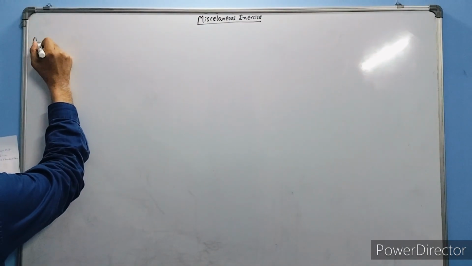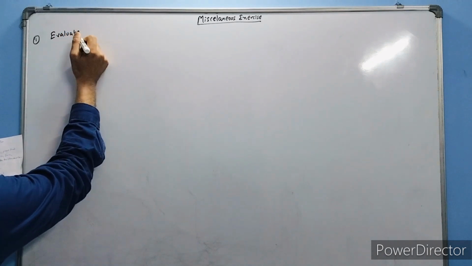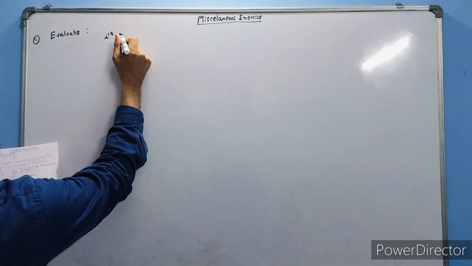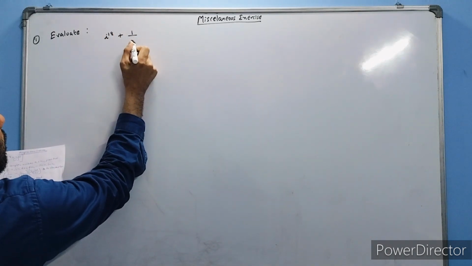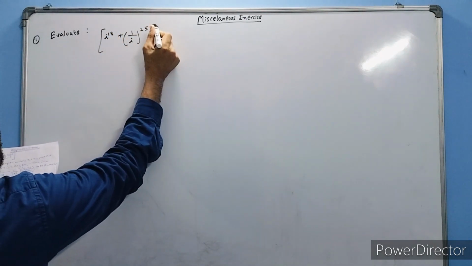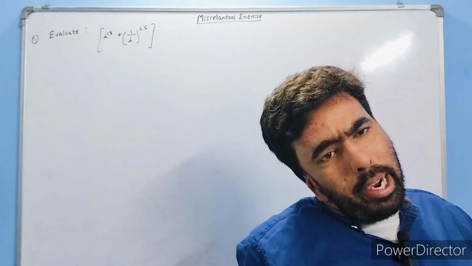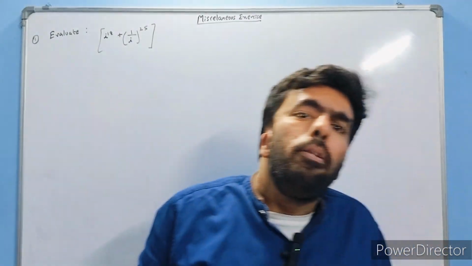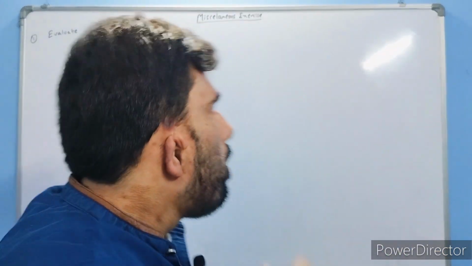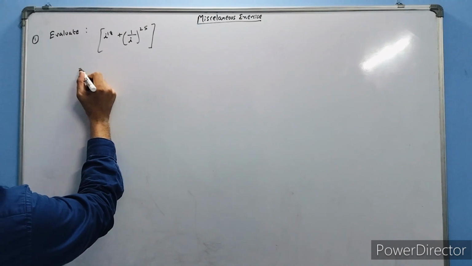So the first question is, we need to evaluate what they have given: i raised to the power 18 plus 1 upon i whole to the power 25. We know that i is iota, and we also know that the i square value is -1. So now let us try to evaluate it and find its value.